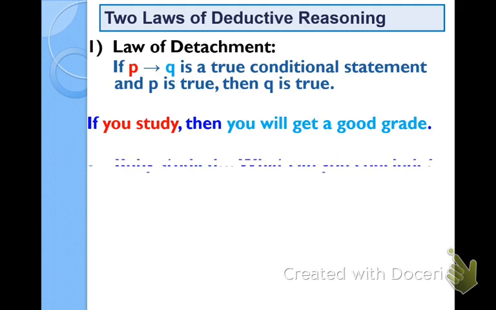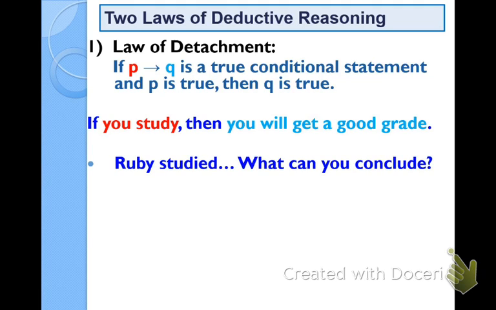Okay? So what will happen is, Ruby studied. What can you conclude? Does Ruby studying fulfill the hypothesis? Yes. It says if you study. Well, guess what? Ruby studied. So what can we conclude from this? She will get a good grade. So Ruby will get a good grade.